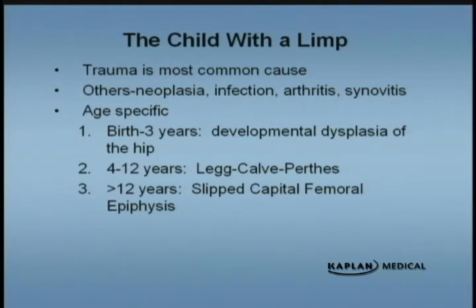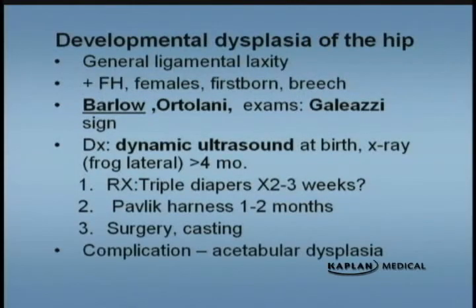Break it down into birth to 3 years. The most common thing that you should think of there is developmental dysplasia of the hip. 4 to about 12 years of age, think of Legg-Calvé-Perthes disease. And after 12 years of age, you should be thinking of slipped capital femoral epiphysis. And we're going to go over each one of these.